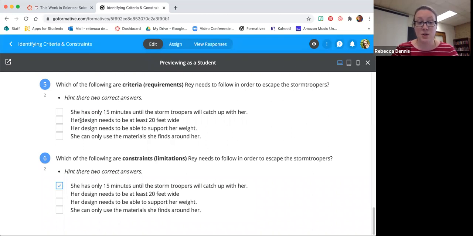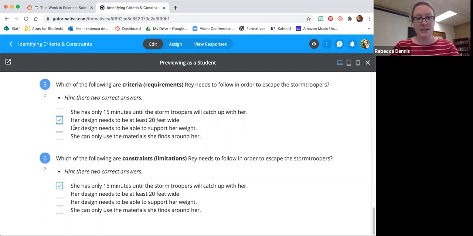Next one says, her design needs to be at least 20 feet wide. Okay, at least. Anytime we see the words at least, that means it can be bigger, right? Definitely. In fact, if it's longer, it probably is going to work even better because it'll be able to hold on to the sides of that hole better, right? So when we see at least, that means that that is a requirement. It has to be at least that because it can be more than. If you can ask the question, can it be more than? And you can say yes, then it's not a constraint. It's not a limitation. Okay.